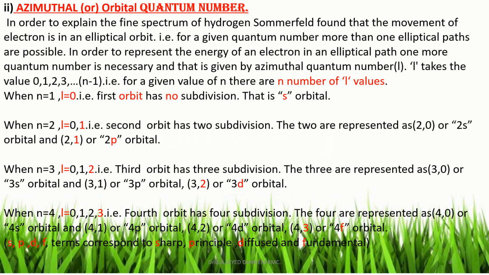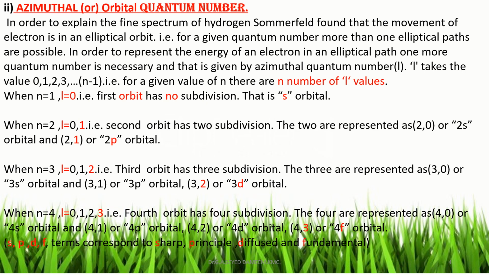Here 2 is the principal quantum number, and 0 is the azimuthal quantum number in the case of the 2s orbital. In the case of the 2p orbital, 2 is the principal quantum number and 1 is the azimuthal quantum number. When n is equal to 3, the possible values of l are 0, 1, 2. That is, the third orbit has three subdivisions. They are represented as 3 0 or 3s orbital, 3 1, that is 3p orbital, and 3 2, that is 3d orbital. Here 3 is the principal quantum number, and 0, 1, 2 are azimuthal quantum numbers.